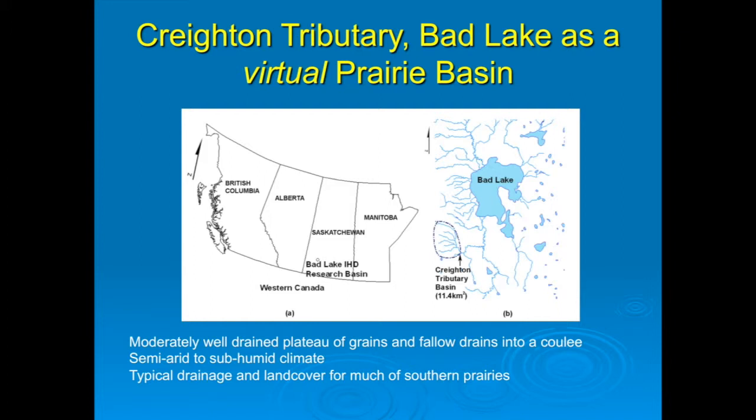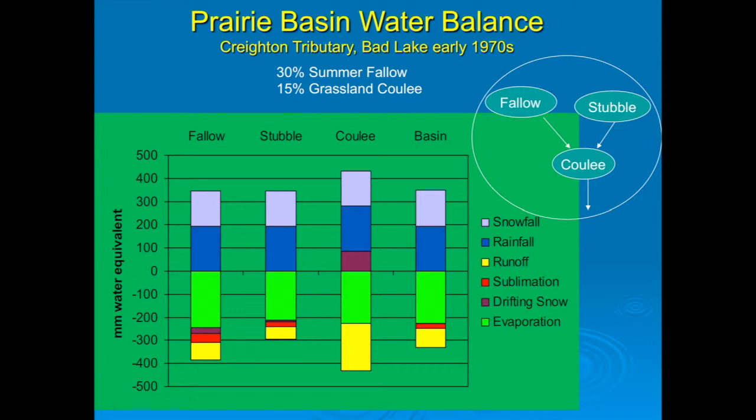And the thing is, we can take Creighton tributary as a virtual prairie basin and say, well, this is how it behaved in the 1970s. How would it behave now with all the changes to agriculture that have occurred? And so this is putting together a model using CRHM for Creighton tributary and looking at the water balance as it was in the early 1970s. So in that case, fallow fields, stubble fields into a coulee, and the coulee into the stream. Pretty simple prairie system.